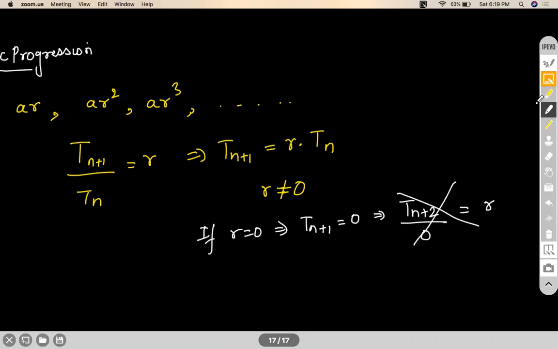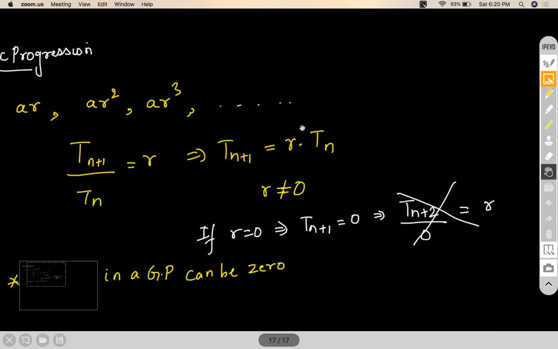So, very important information that I would like to give you here. Please note, no term in a GP can be 0. There cannot exist any term which is 0 in a geometric progression. Please make a note of this. Arithmetic progression can have a term as 0 in it. That is not a problem. But geometric progression cannot have a term which is 0.